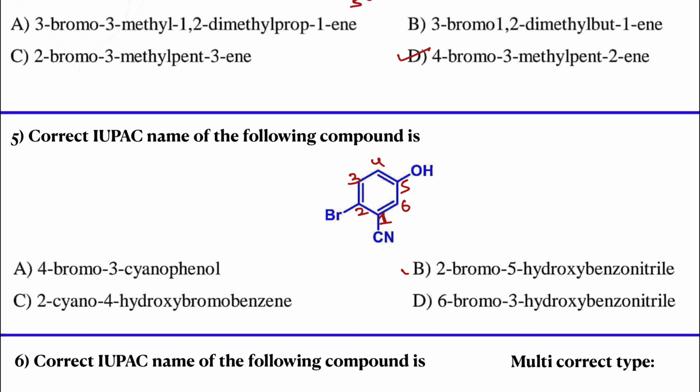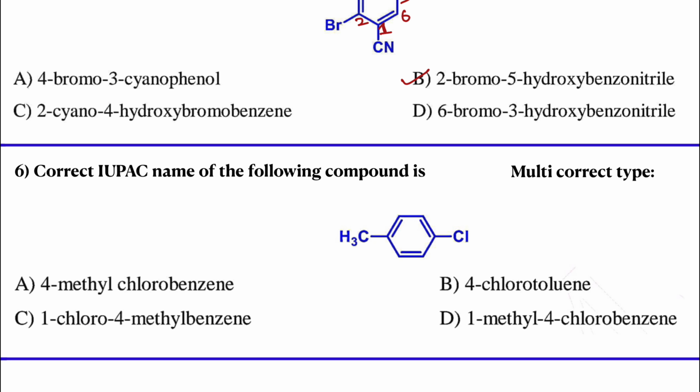Only one option you have, blindly you can go for it. 2-bromo-5-hydroxybenzonitrile. Benzenecarbonitrile is the correct IUPAC name. Benzonitrile was the common name, but IUPAC accepted it. Therefore benzenecarbonitrile is more appropriate, but benzonitrile is also accepted by IUPAC. Therefore the answer will be the second.